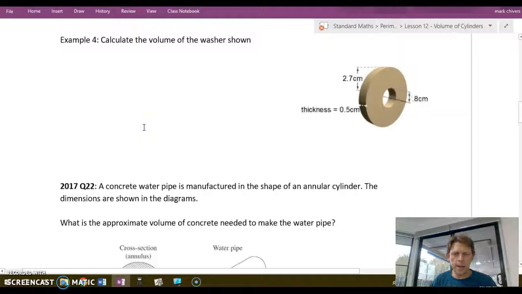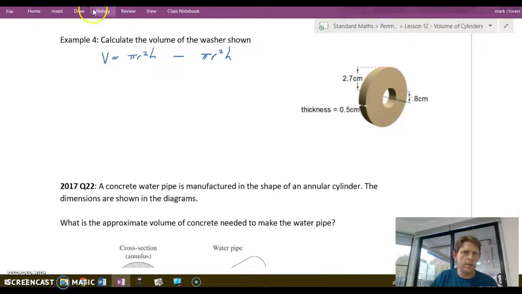Okay, so the next one is the Chloe Bodley special. She wanted to know the answer to this the other day when we were in class, and I said we'd get there. So for this one, we've got a washer. So we've got basically a cylinder, a big cylinder with a small cylinder cut out of it. So to find our volume of this one, we're going to need to know the volume of that big cylinder, and we're going to have to take away from that the volume of the small cylinder.